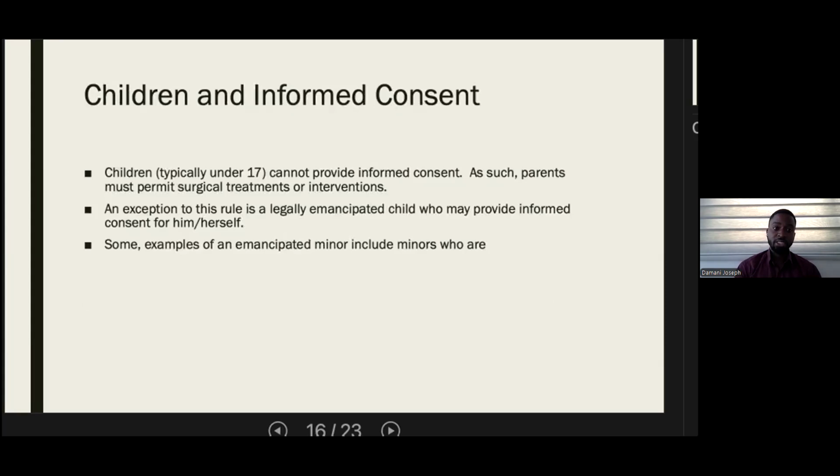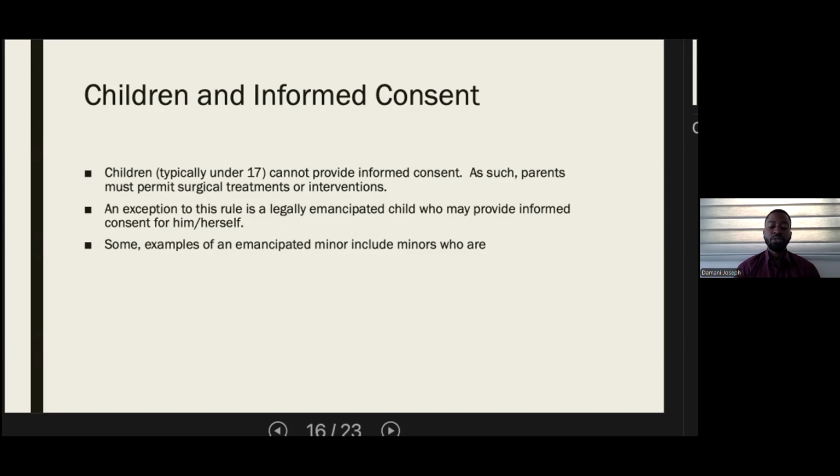So just to discuss children and informed consent. Children, these are typically under the age of 17, cannot provide informed consent on their own. As such, the parents must permit any surgical treatments or interventions on behalf of them. So there are exceptions to this rule.